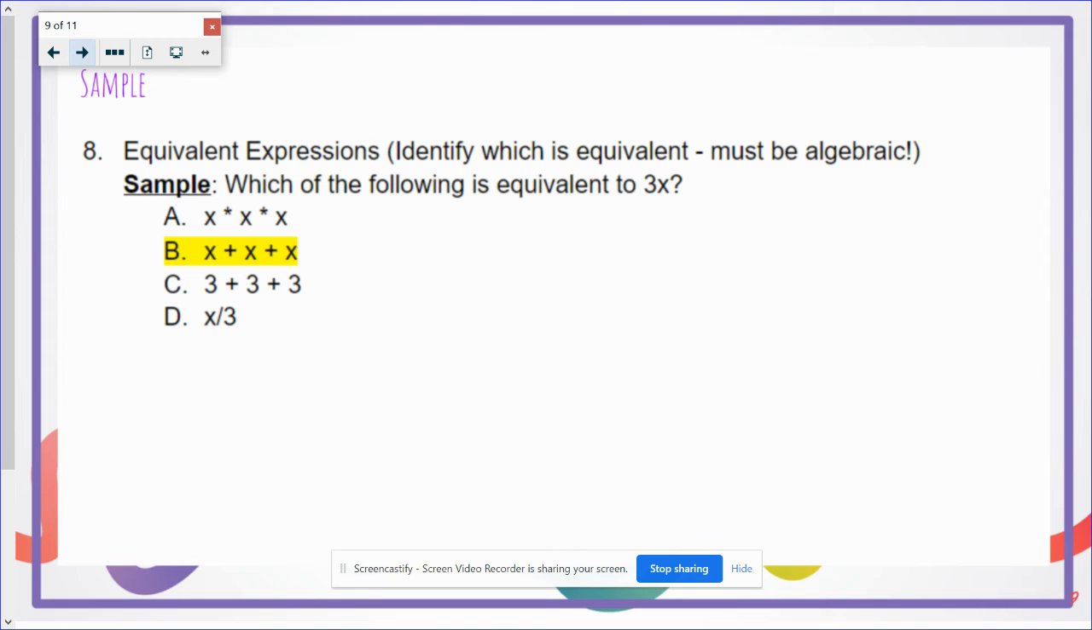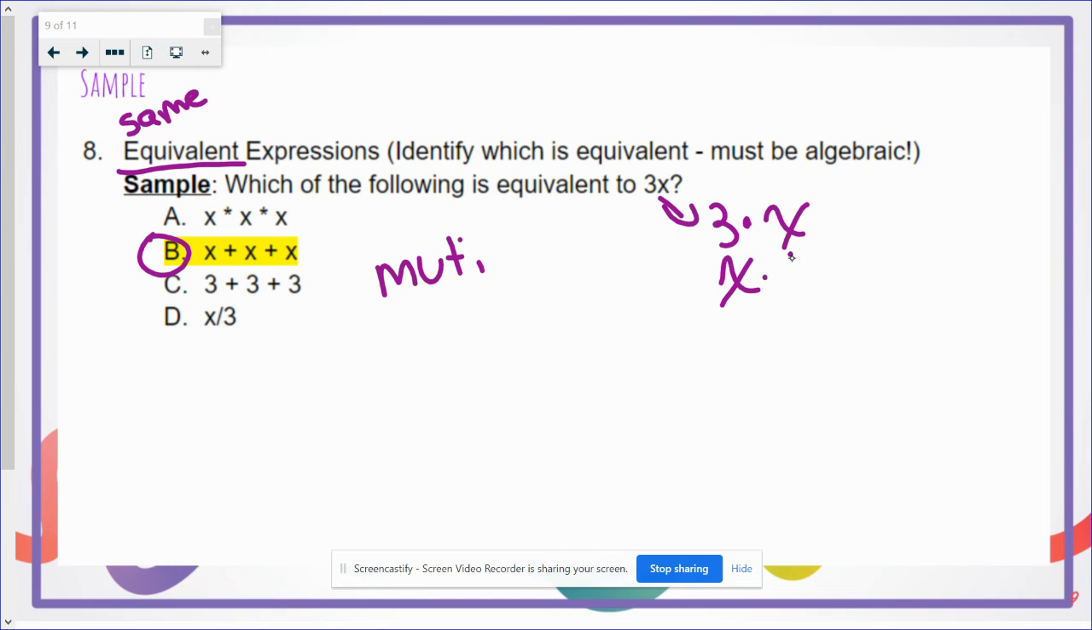All right, identify equivalent expressions. Reminder that equivalent means the same. So they look different, but they mean the same thing. In this case, which of the following is equivalent to 3x? And as we can see, it is x plus x plus x, because multiplication, if you remember, if we spread this out, that would be 3 times x, or x times 3.